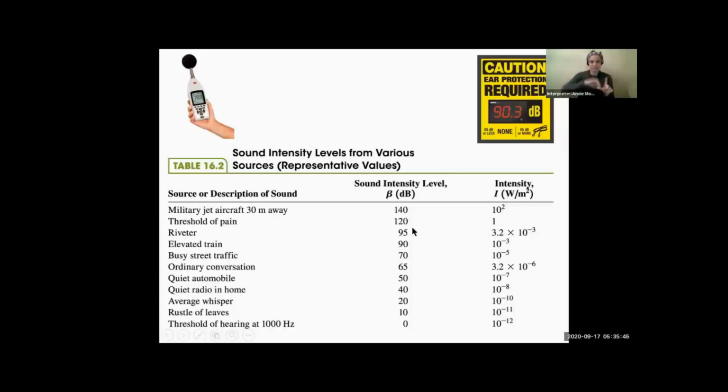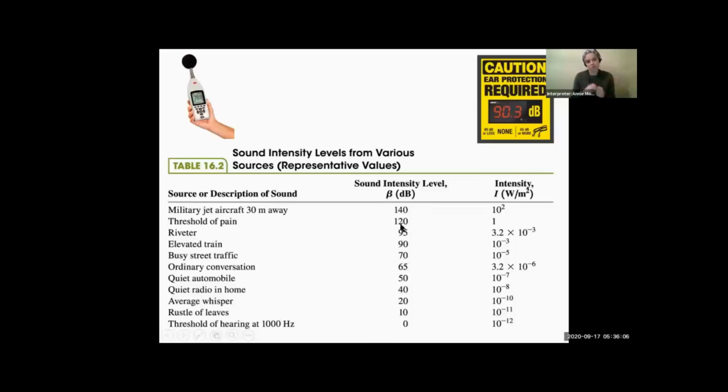And here are some examples. We measure sound in decibels in real life, not in watts per meter squared, because you can really distinguish it. So here are some examples of decibel sound levels. Sound level is measured in decibels, and is also called loudness.